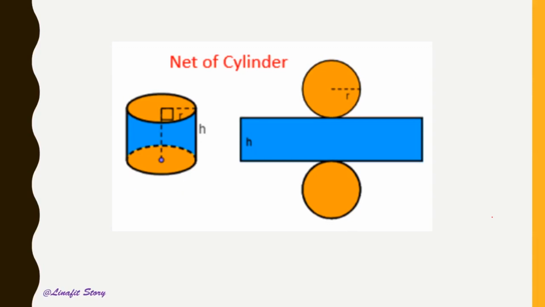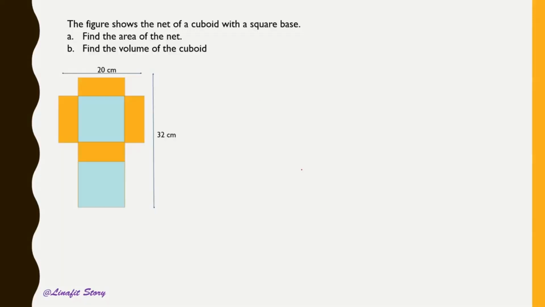The net of a cylinder is formed of 2 circles with one attached to each end of a rectangle. The figure shows the net of a cuboid with a square base. A. Find the area of the net. B. Find the volume of the cuboid.